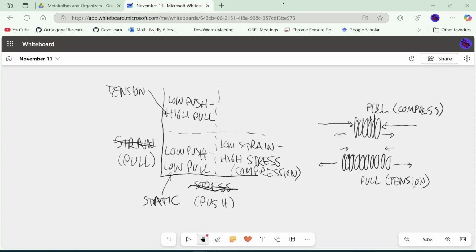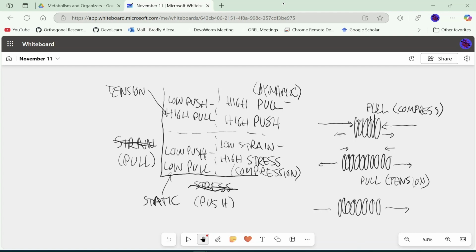And then the top one here is high pull and high push. And that characterizes dynamic behavior. So in this case, it's almost like an accordion. We have our stack of cells, this. We're introducing pull forces. We're introducing push forces. And they're more or less equivalent, but it basically moves in and out like an accordion, so they're dynamic.